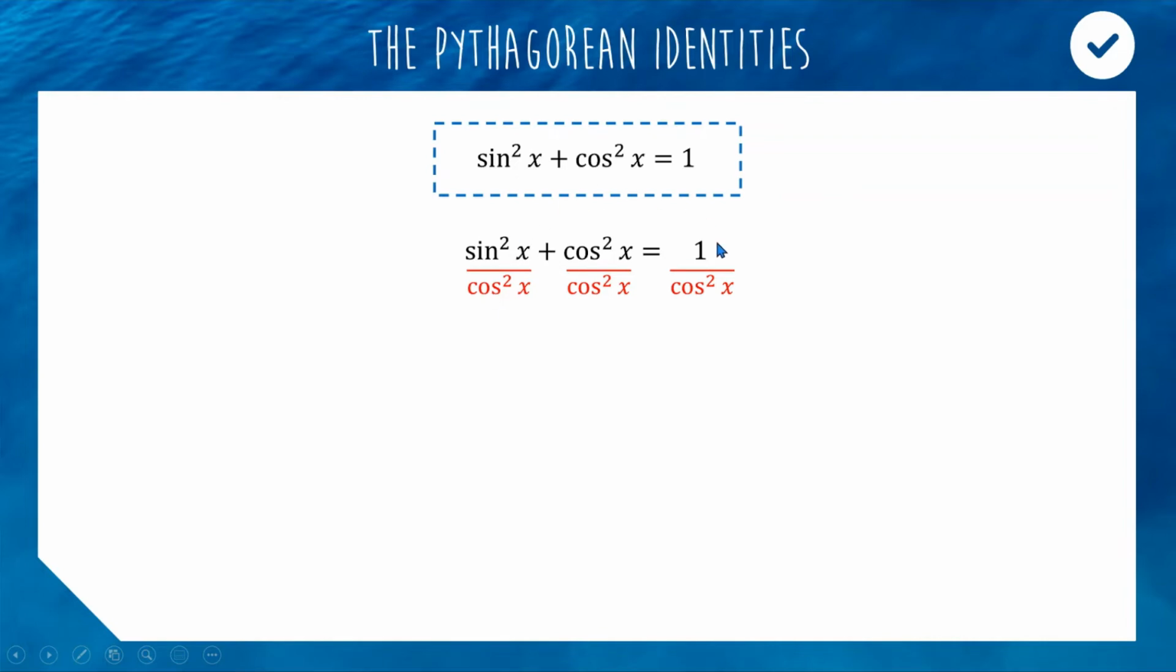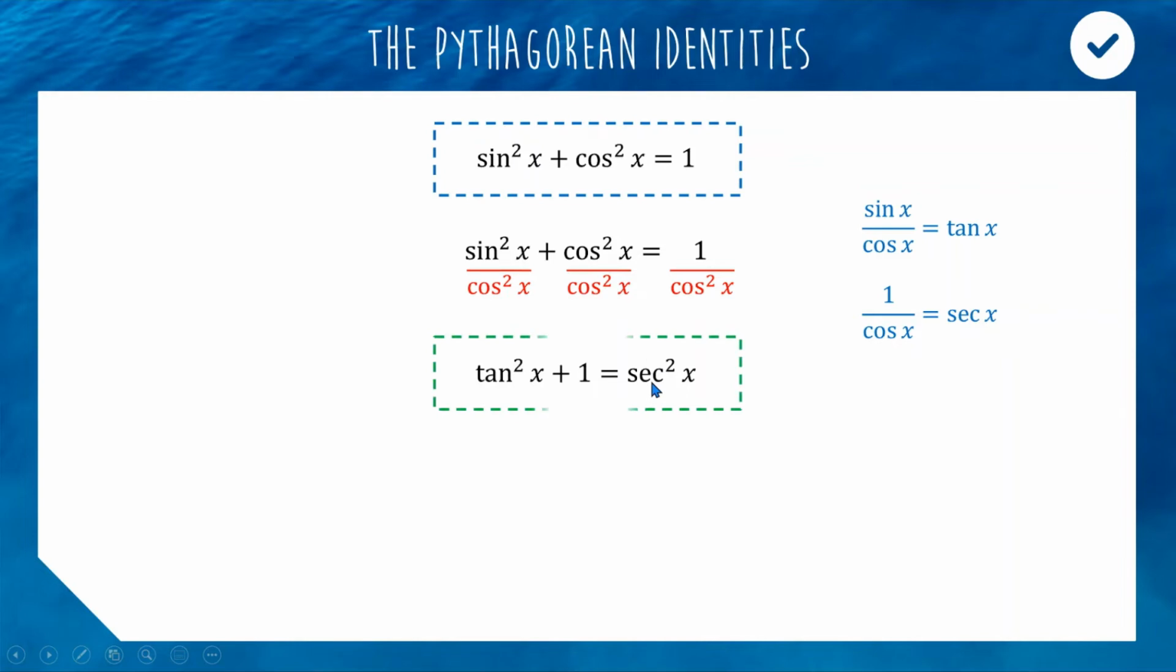Over on the right hand side, also from earlier in the video, we said 1 over cos is the reciprocal of cos, which is sec. So the right hand side, we can write this as sec squared. Okay, so we're using these two facts to write this as tan squared, this as 1, and this as sec squared. And now we have our second Pythagorean identity. So sine squared plus cos squared is equal to 1. But another way of writing this is tan squared plus 1 is equal to sec squared.